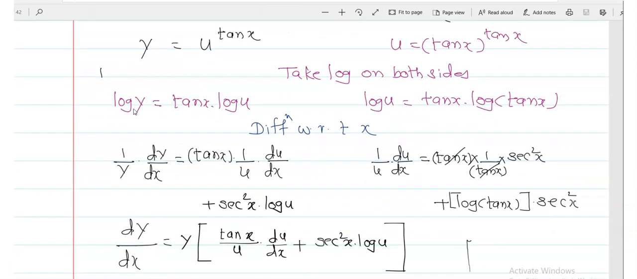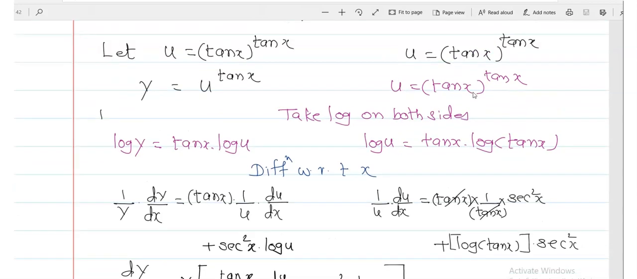Now differentiate this. That is 1 upon y dy by dx equals tan of x into 1 upon u into du by dx. Therefore dy by dx equals y into tan of x upon u into du by dx plus sec square x into log of u. At the same time, here u equals tan of x raised to tan x. Take log, that is log of u equals tan of x into log of tan x.